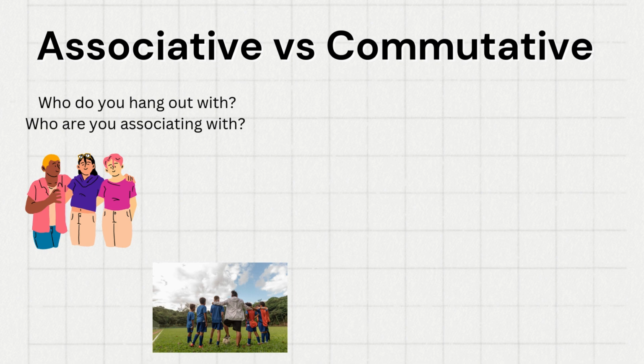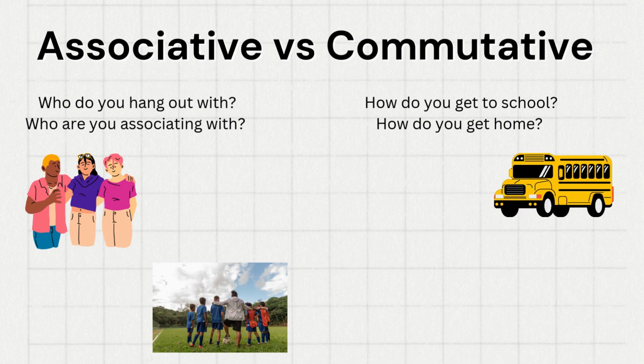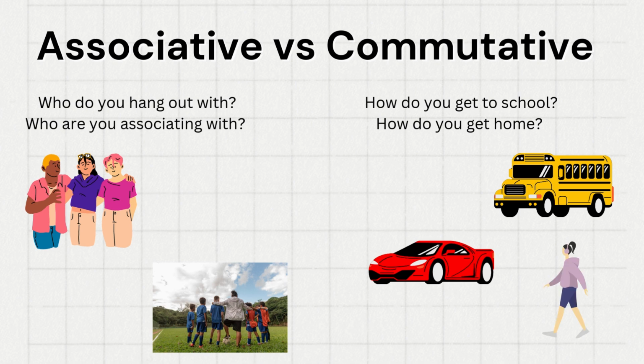And then for commutative, I will ask them, how do you get to school and how do you get home? So when I was teaching high school, our students would take the bus, some students would drive, some students walked or biked to school. So really focusing on that form of transportation. So once you have these students thinking about these questions, then you can start taking their answers and putting them into a math problem in something that they will understand.